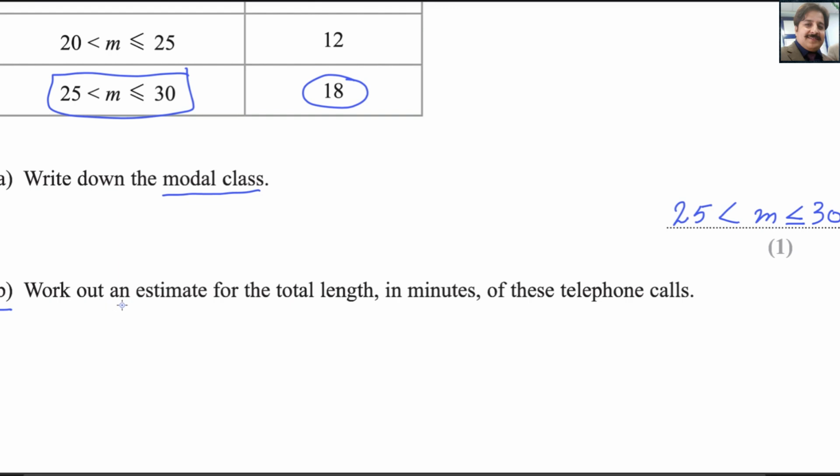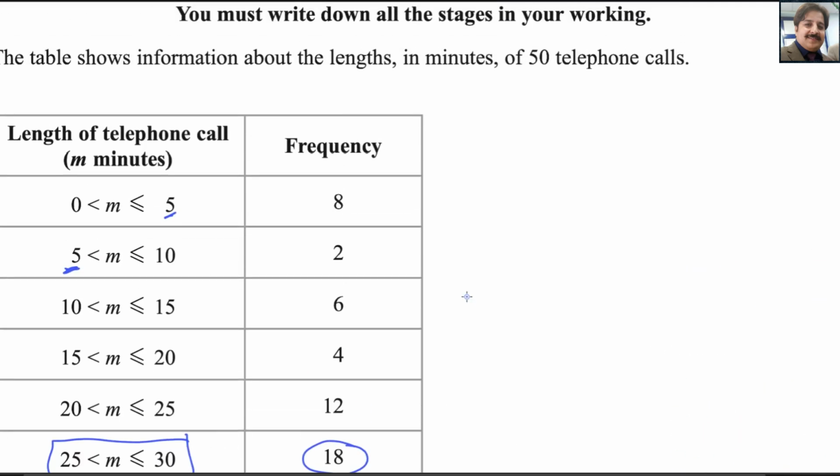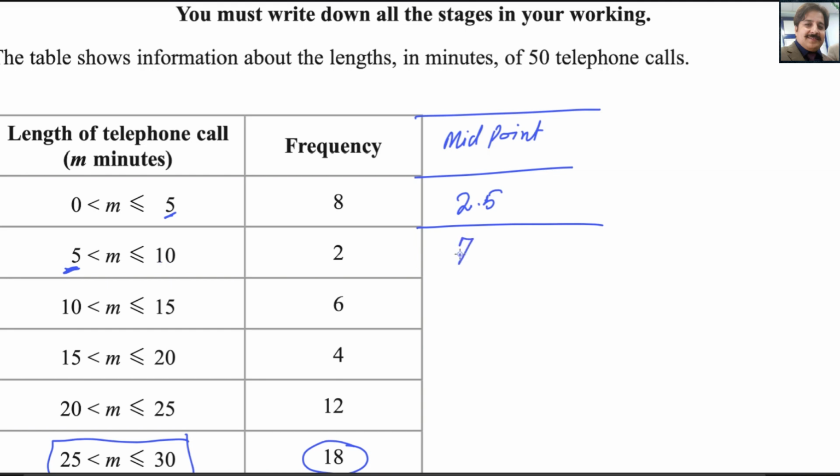For the second part, work out an estimate for the total length in minutes of these telephone calls. We want to find the total length in minutes. Because the minutes are given in group form from 0 to 5, the best thing is to find the midpoint here. Midpoint of these calls is 2.5. Then 5 plus 10, 15, divided by 2, is 7.5. There is another way to find it: because the class width is the same, adding 5, 5, 5 here, you can add 5 to the previous term to get the next term. So it is easier.